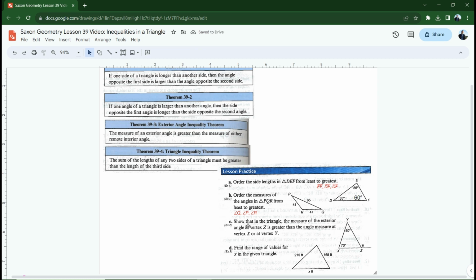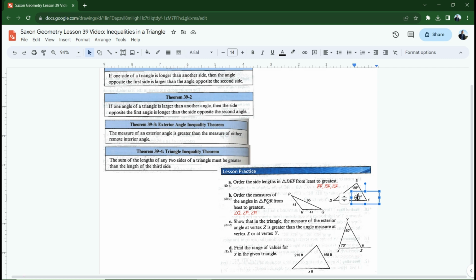Show that in the triangle, the measure of the exterior angle at vertex Z is greater than the angle measure at vertex X or vertex Y. Well, here's how I'm going to do this. I'm going to use the triangle angle sum theorem to determine what the angle at this vertex has to be. Once you know it, it's going to be 60 degrees. 70 plus 50 is 120. 120 plus 60 is 180.